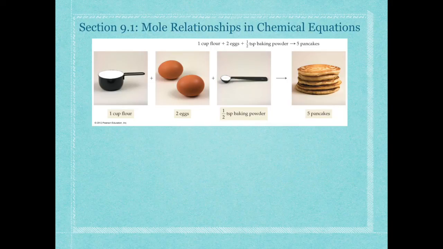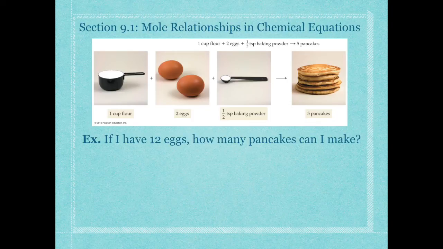So this is an everyday example. In order to make 5 pancakes, I need a cup of flour, 2 eggs, and half a teaspoon of baking powder. Remember that those 3 entities on the left-hand side, those are your reactants, while the one on the right is your product. So if I tell you I have 12 eggs and I ask how many pancakes can I make, if we do the proper setup, which I'm asking you to do even though it's an everyday example, I would start off with my given, which is 12 eggs, and then I'm going to convert into pancakes. So I'm going to put eggs on bottom, pancakes up top.